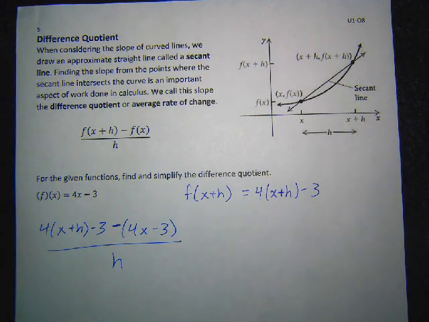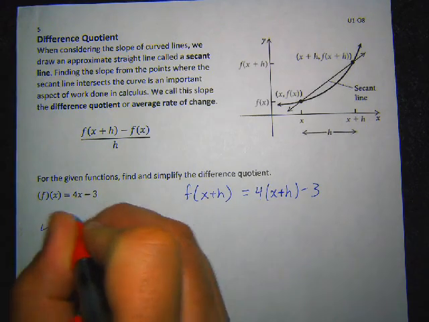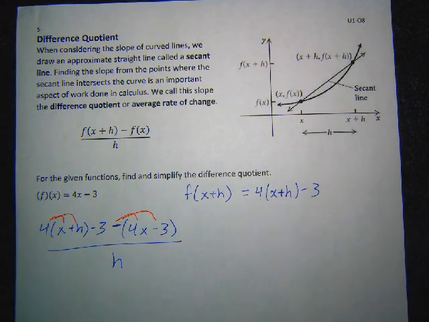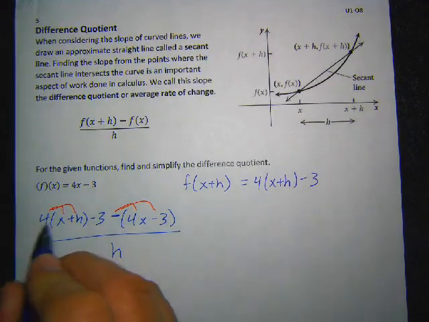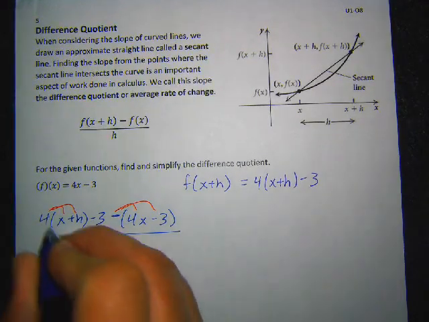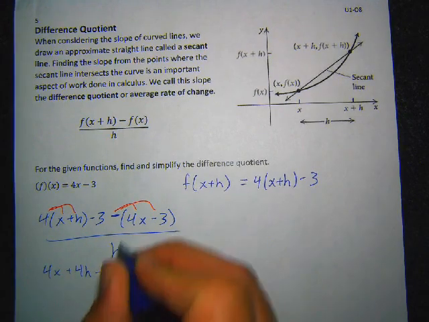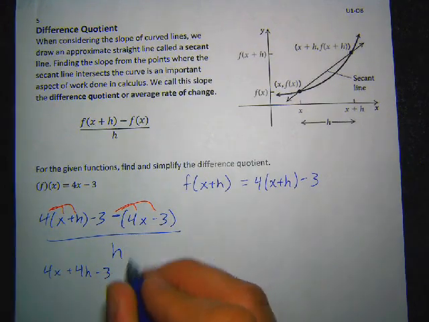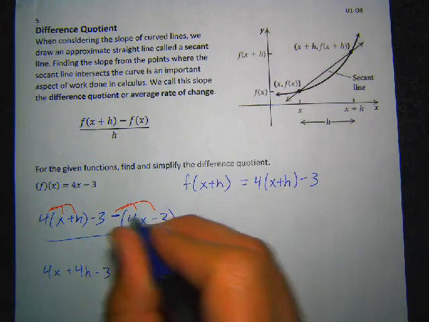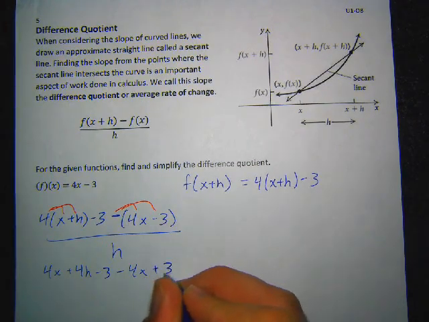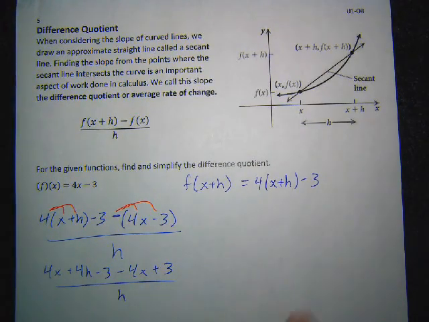So the trick to simplify this, I'm going to first off go ahead and just distribute. So I'll get rid of these parentheses, because that'll get this a little bit simpler to work with. 4 times x is 4x, 4 times h is 4h, minus 3, and then I do a minus with the 4x, so I get minus 4x, and a minus with the 3, so I get positive 3, still over h.